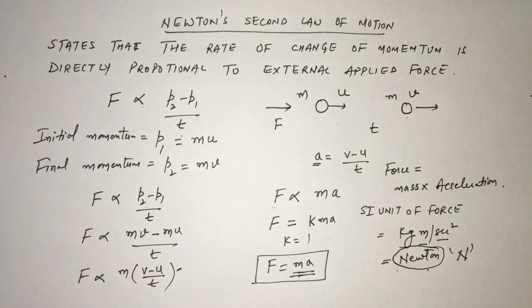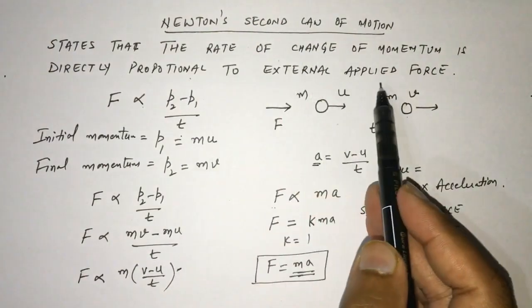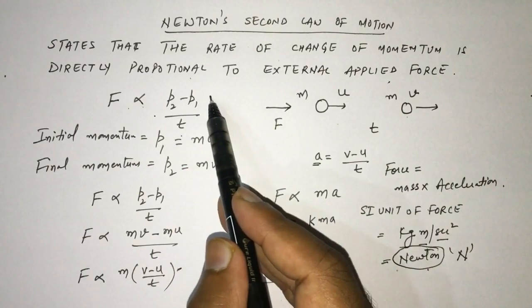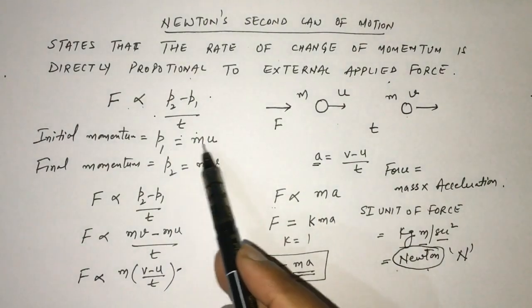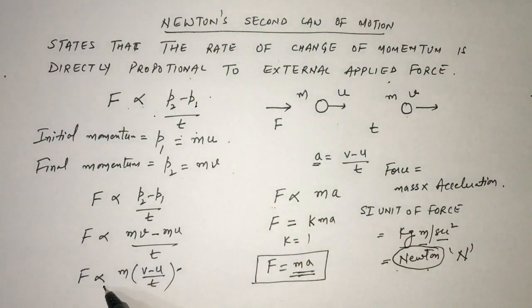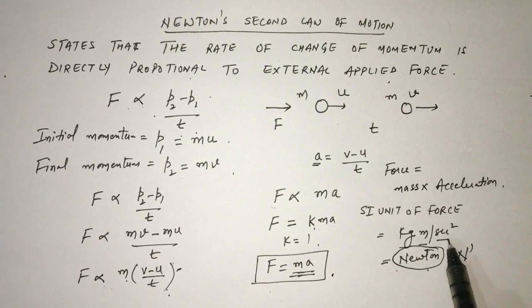Clear? Now, I am repeating again. Newton's second law states that the rate of change of momentum is directly proportional to the external applied force. F is directly proportional to (P2 minus P1) upon t. Initial momentum is m into u, final is m into v. Put these values in the equation. We have F is equal to m into (v minus u) upon t. Change in velocity upon time becomes acceleration. So the proportionality constant becomes k, the value of k is 1, so F becomes m into a. The SI unit of force is Newton, which is equal to kilogram meter per second square.